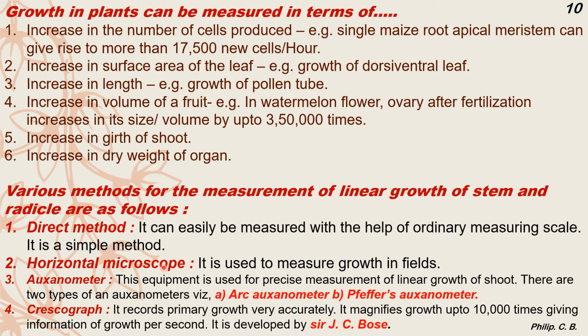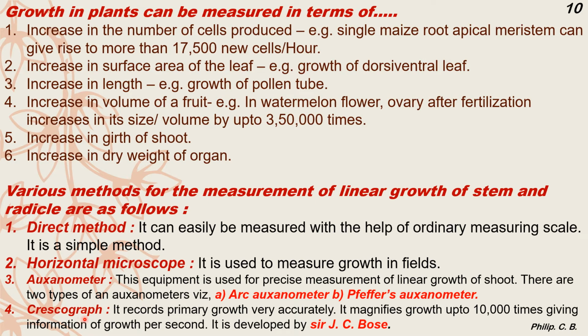Now all the different measuring instruments, I have posted the images in the next slide so that you can understand what is this horizontal microscope or auxanometer or crescograph. So it will be easier for you to learn and understand with the images. Now, the horizontal microscope is used to measure growth in fields, that is agricultural fields or the ploughing region. Auxanometer. This equipment is used for precise measurement of linear growth of shoot. There are two types of auxanometer, that is arc auxanometer and Pfeffer's auxanometer. Both the auxanometer images I posted in the further slide.